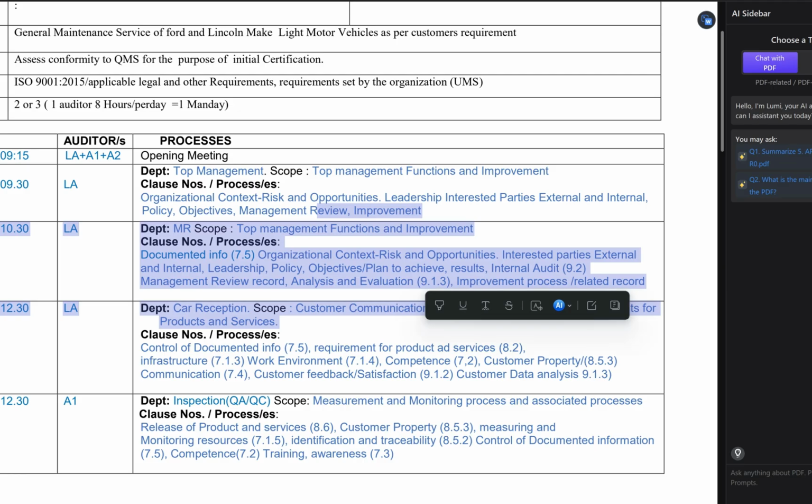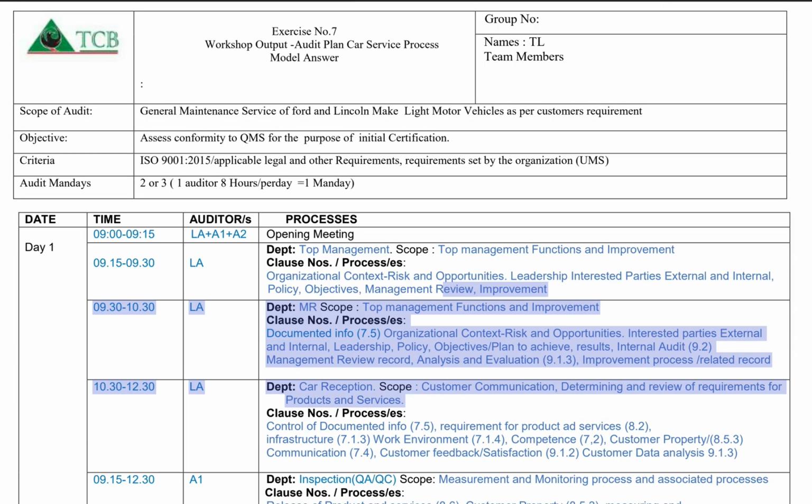Once this is done, this is going to be the guideline for you to limit your time and comply with this plan and complete the audit within this agreed timeline. Let's see how a final audit plan could look. Let me show you a model answer of how an audit plan really can look in real time.